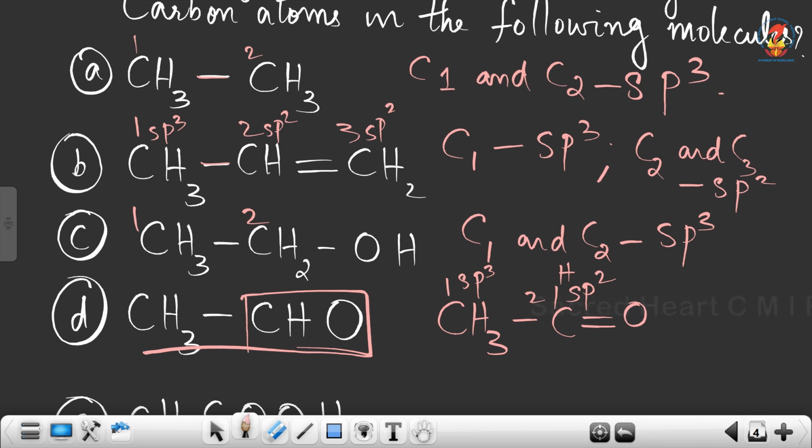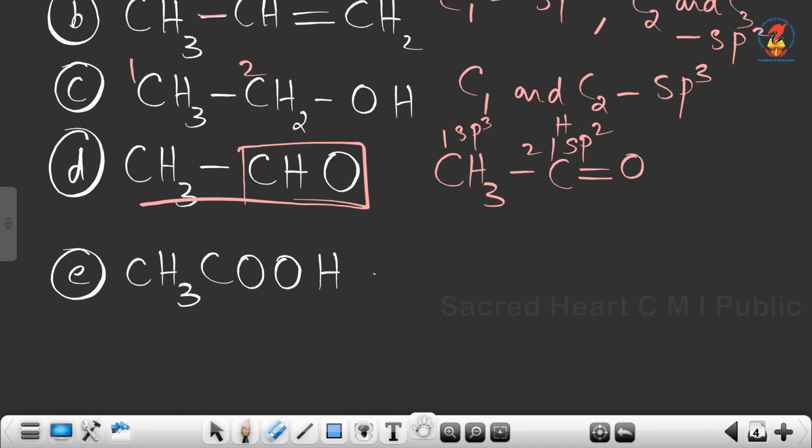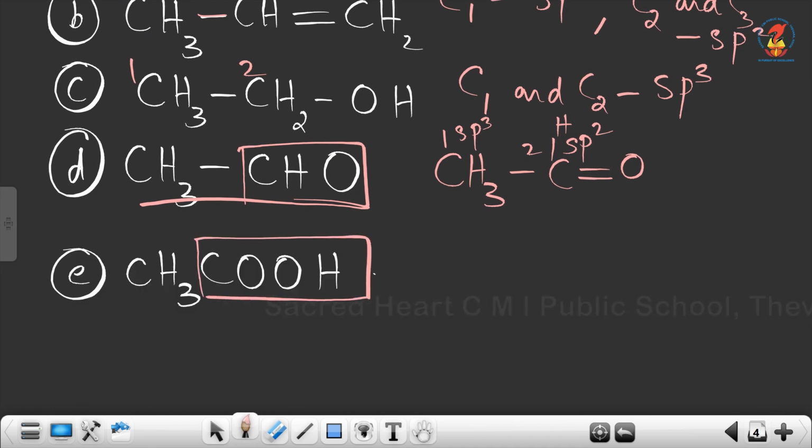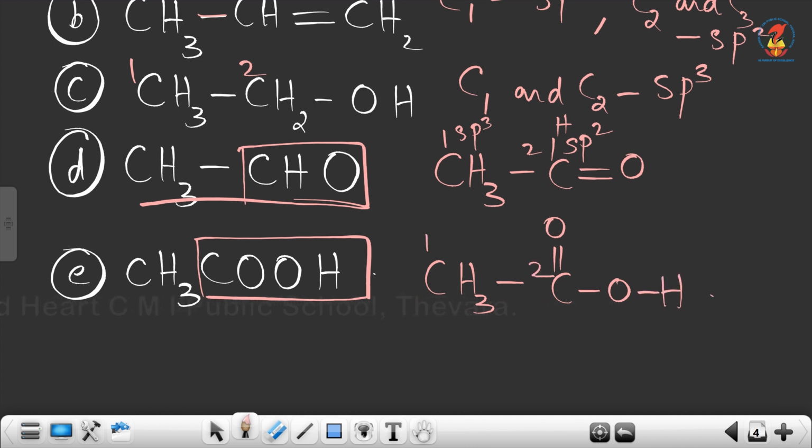Okay, now next is CH3COOH, that is a carboxylic acid. This is a functional group, carboxylic acid. When we write the structure of carboxylic acid, we write it like this, CH3COOH. Now 1, 2. Between the first and second carbon we have a single bond. So the first carbon has sp3 hybridization, and you can see a double bond for the second carbon, which means this carbon undergoes sp2 hybridization.